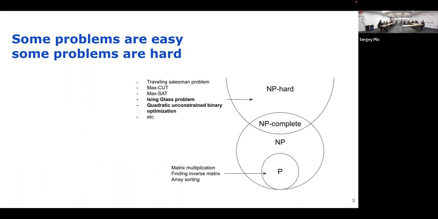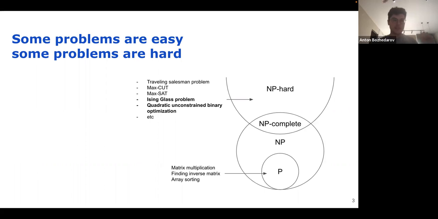What we can efficiently solve are P problems, like matrix multiplication, matrix inverse, sorting of arrays, solving some polynomial equations, and so on. Such kinds of problems belong to the P class of problems. If we extend to problems that could be solved by a non-deterministic Turing machine, such kinds of problems we will call NP problems or NP algorithms.